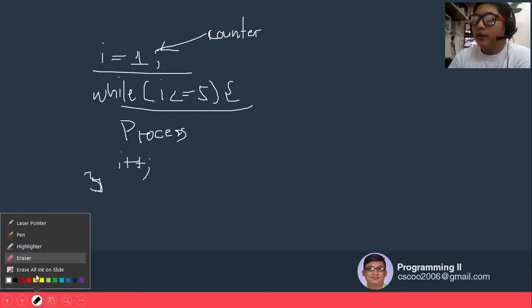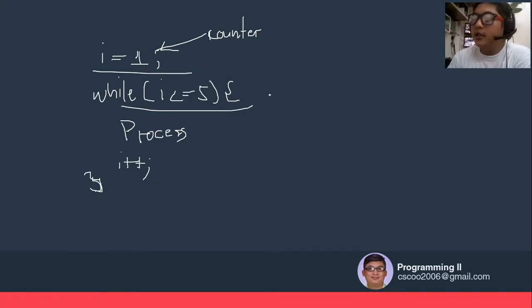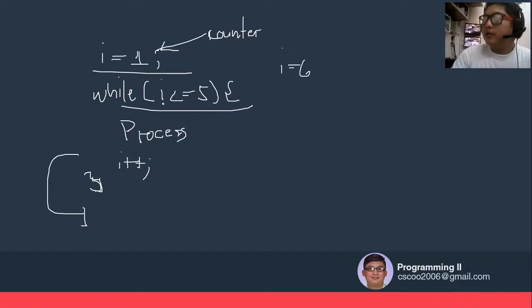Now, hanggang kailan siya ma-execute? Ma-execute siya hangga't ang I is less than or equal to 5. Pag equal to 6 na siya, the loop will stop and go to the next line of your program. Now, kailan siya magkakaroon ng chance na mag-false? Kasi always true siya, because of this particular line.